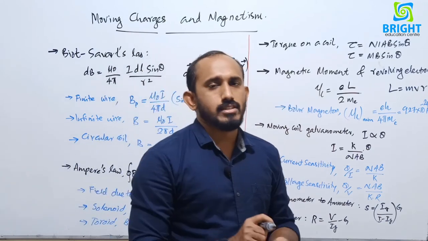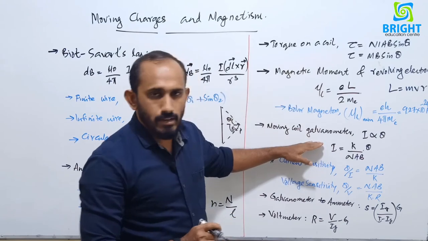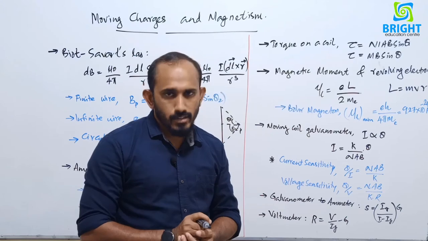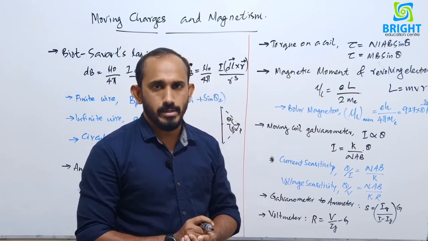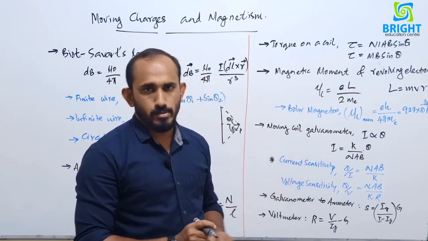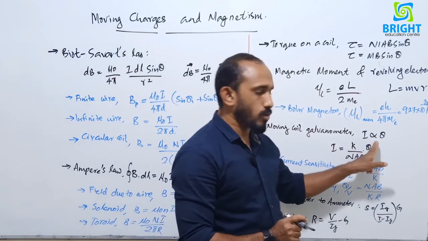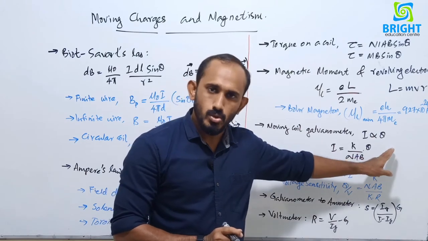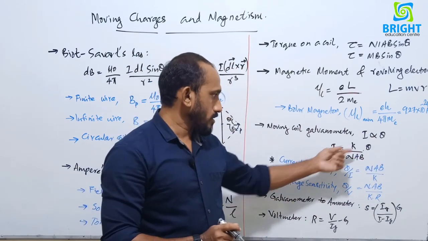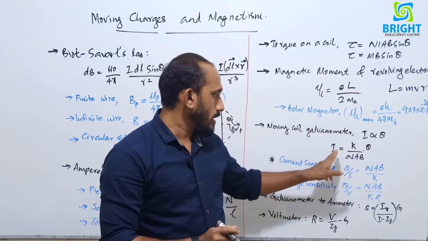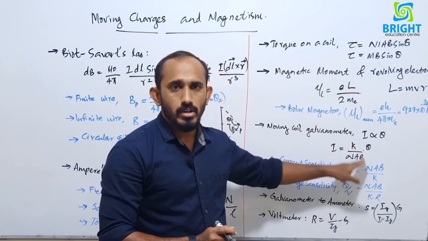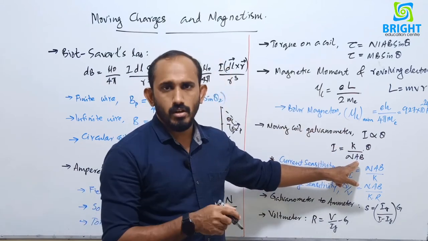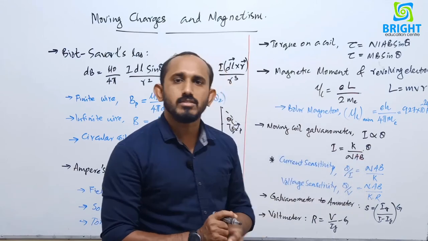This torque acting on a coil can be implemented in a device called a moving coil galvanometer. In order to check the presence and direction of current flowing through the circuit, we can make use of this galvanometer. A moving coil galvanometer works on the principle that the current passing through the coil is directly proportional to the deflection produced, I proportional to theta. Actually, if you make it a constant, you can write I equal to K theta by NAB, where K is the torsional constant, N is the number of turns, A the area of the coil, B the magnetic field, and theta is the deflection.